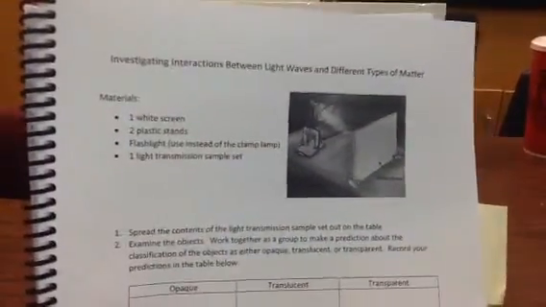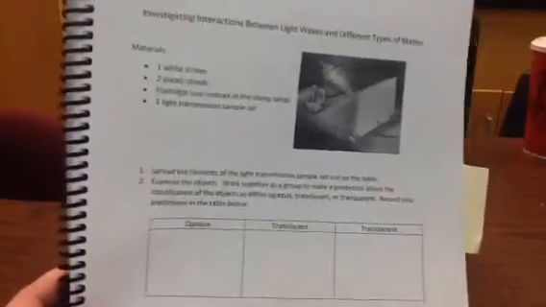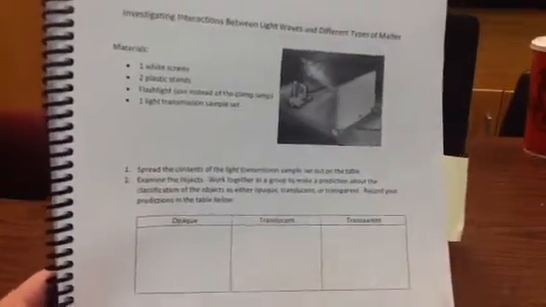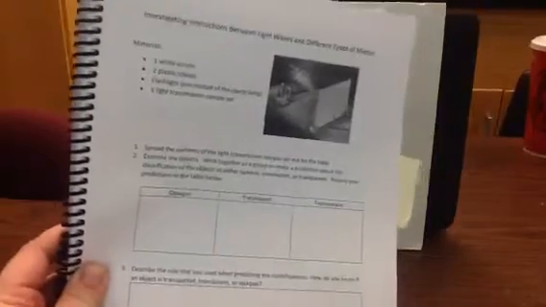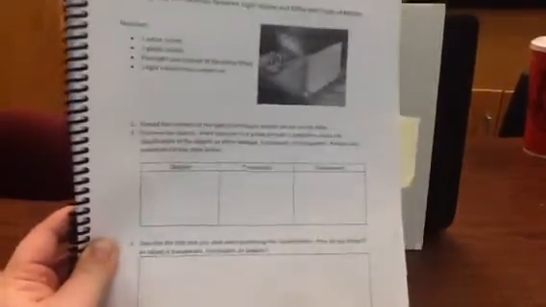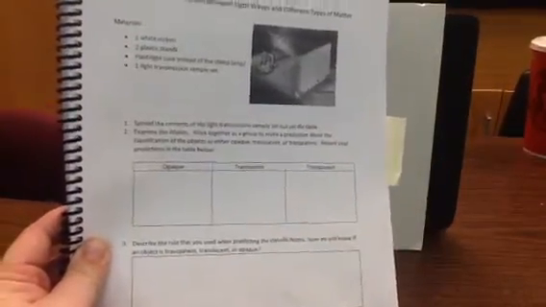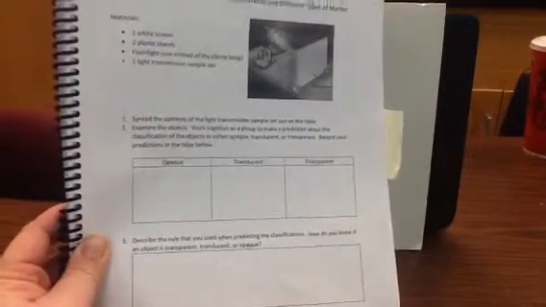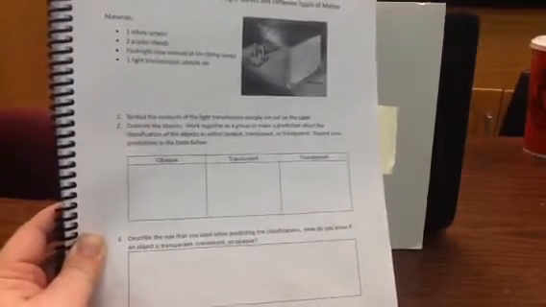Alright, for this video, you should be on the page that says Investigating Interactions Between Light Waves and Different Types of Matter. You are first going to just spread out the contents, and I'm going to help you here. I told them to pick 2 things they thought were opaque, 2 things they thought were translucent, and 2 things they thought were transparent.